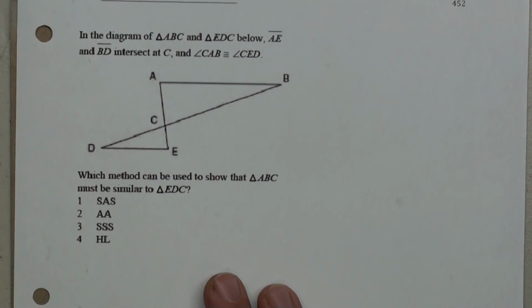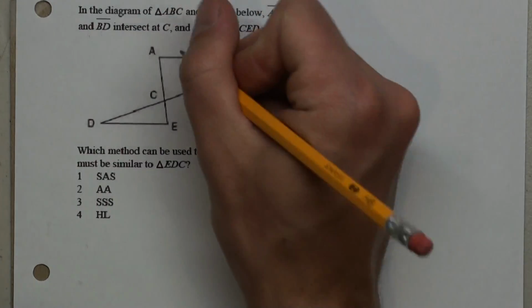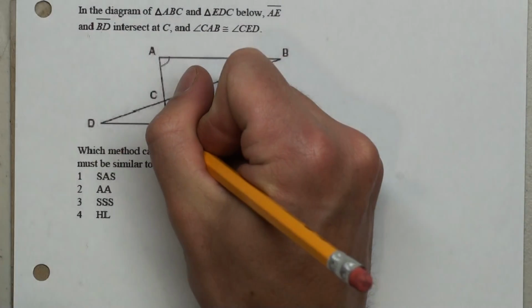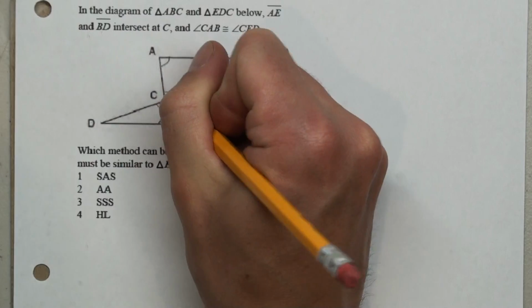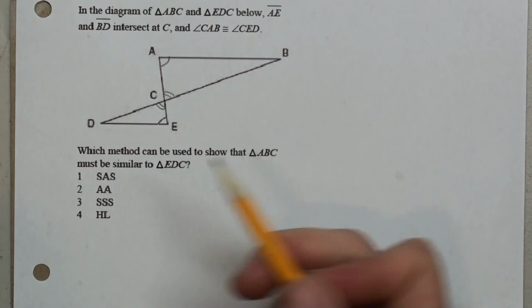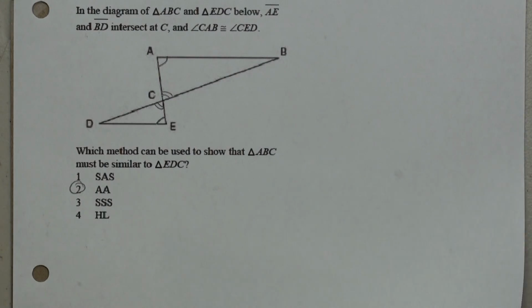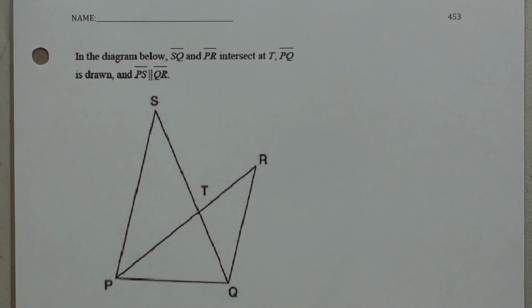452. Let's see. Angle CAB is congruent to angle CED, right? And we also know that vertical angles are congruent. So that's it. Angle, angle. Prove that they're similar. That's all you need for similarity is angle, angle. There's other options, but that's the usual one.